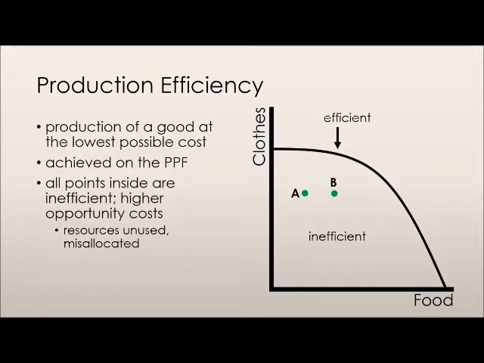Keep in mind that point B is still within the curve. It is still an inefficient combination of production of food and clothes. If point B were on the curve, then it would be considered efficient.